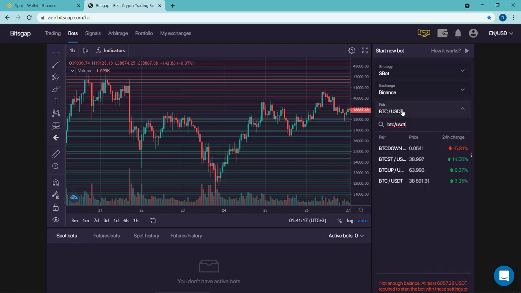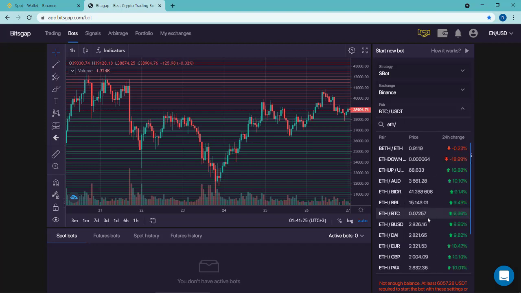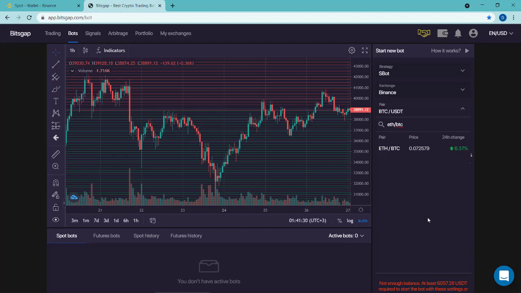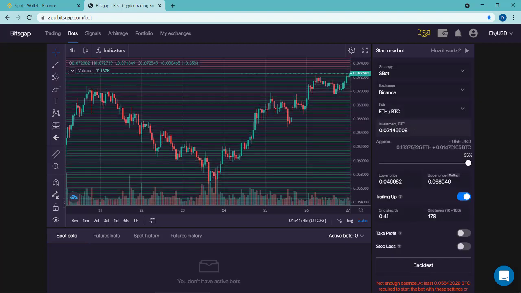Now I need to choose the pair. So I want to increase the amount of Bitcoin that I've got, so I choose a cryptocurrency against Bitcoin. Ethereum is a very strong cryptocurrency, and a lot of people believe it's going to continue to go up. There are many people buying and selling Ethereum every day. Now, it's used for various purposes, so I'm going to choose Ethereum with BTC.